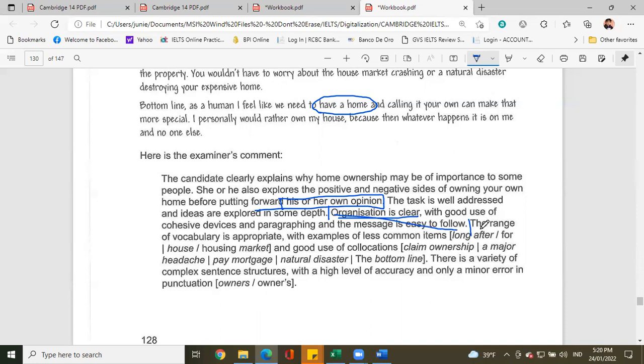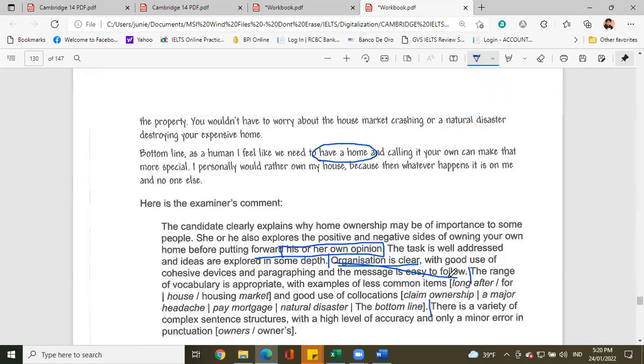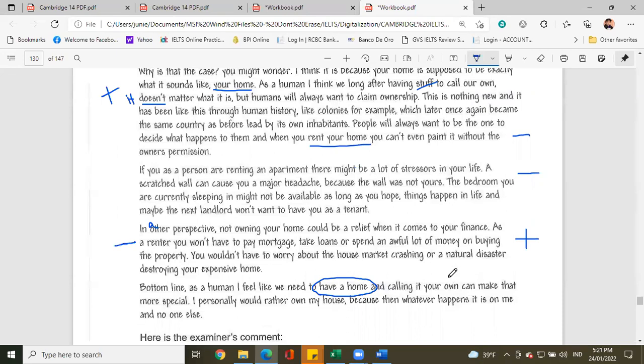Ito naman, lexical resource is appropriate with examples of less common items, good use of collocations, claim ownership, a major headache. Yeah, that's nice, no? Pay mortgage, natural disaster, the bottom line. Oh, bottom line. Gamitin ko kaya yung bottom line. There's a variety, and then this one is grammatical range and accuracy. Yan, a high level of accuracy. Oo nga, no? Hindi siya masyadong nagkakamali sa grammar.